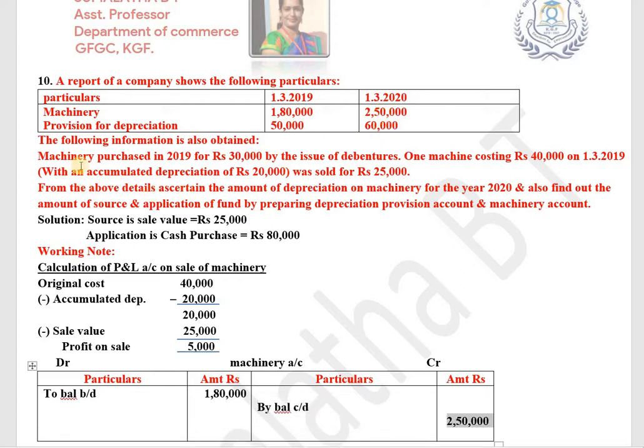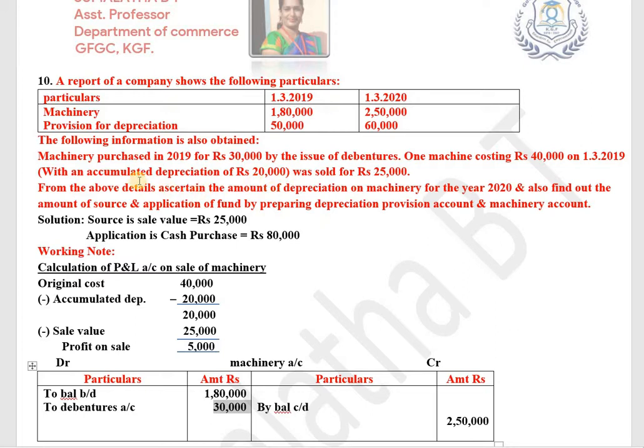Now, next when you check out, the machinery has been purchased for rupees 30,000 by the issue of debentures. So there is a purchase of the machinery. How much? I told you at the start, it is not purchased in the form of cash. Here it is by the issue of debentures. So to debentures account, how much?